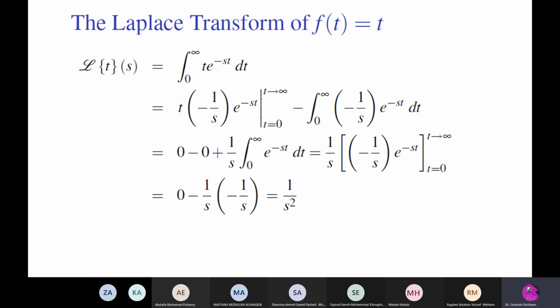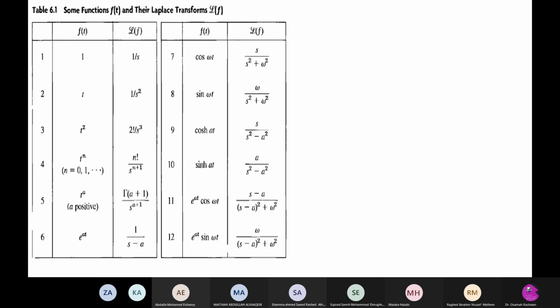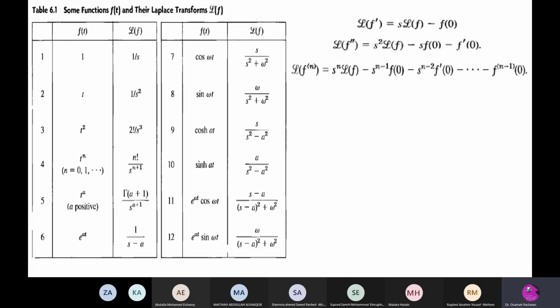We got this one. Yes, this is why we don't want to spend our life computing all of these integrals and having Laplace transform. So we have it in a table here. And also we have the formula for the nth derivative in general. This is a special case for the first derivative and second derivative we already have done. This is a function when it is multiplied by t: forget about the t and find the Laplace for f of t and differentiate it and change the sign. This is the first one.